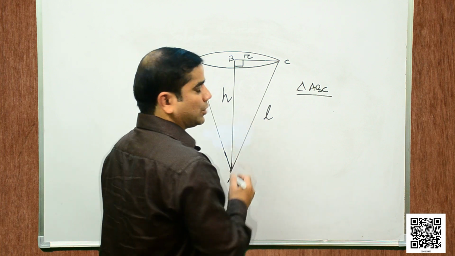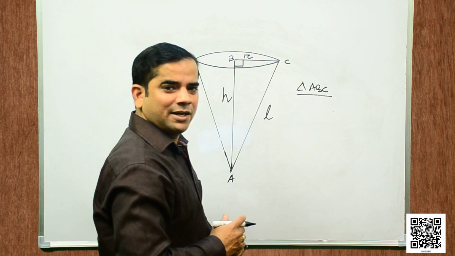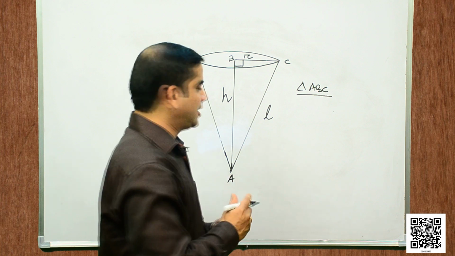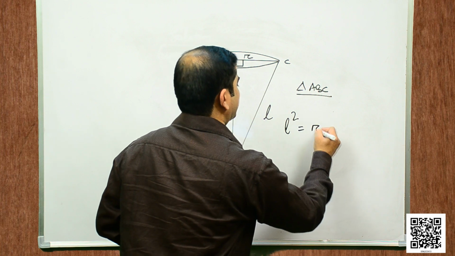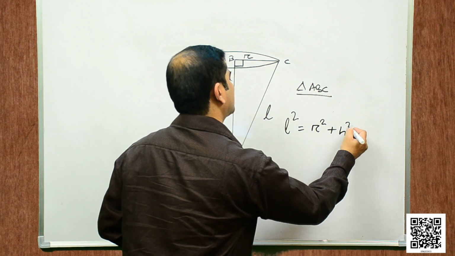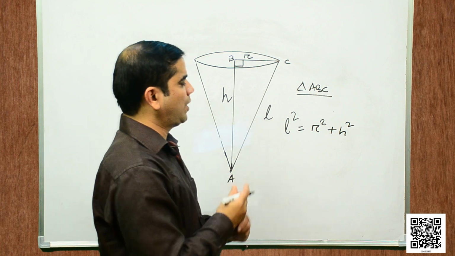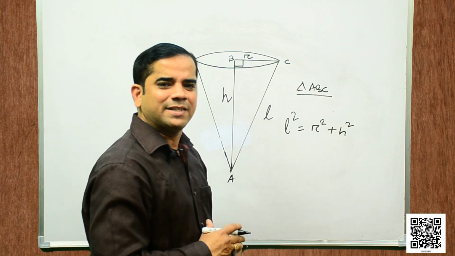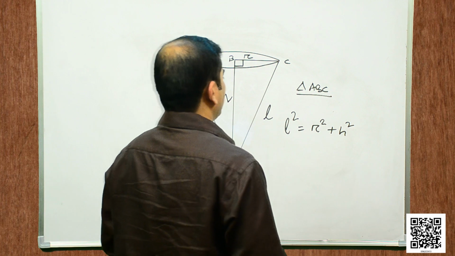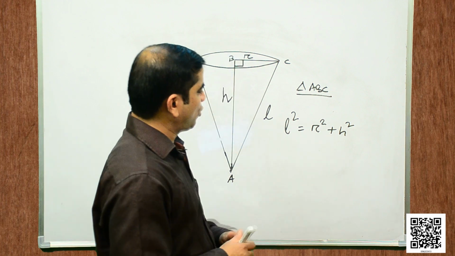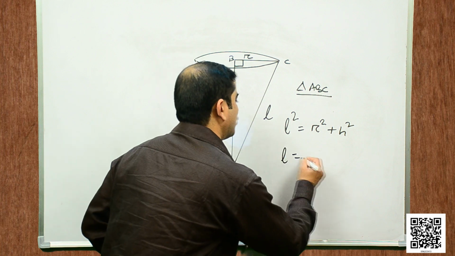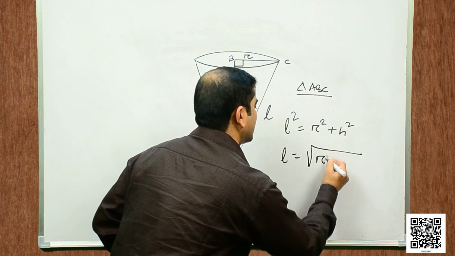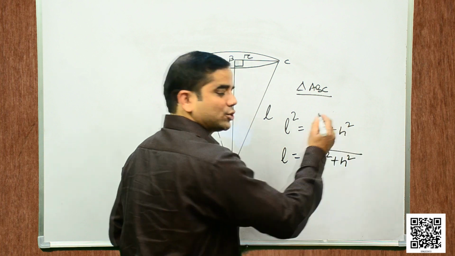We know that in a right angled triangle, according to Pythagoras theorem, hypotenuse square is equal to base square plus height square. So, as per that, L square is equal to r square plus h square. So, students, from this only we can find out the length of L. So, L is equal to square root of r square plus h square.